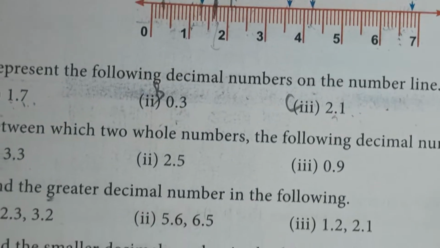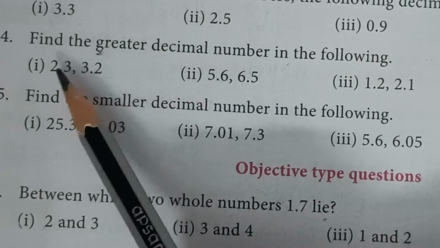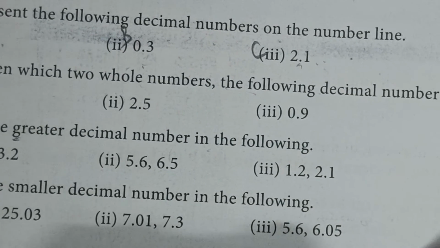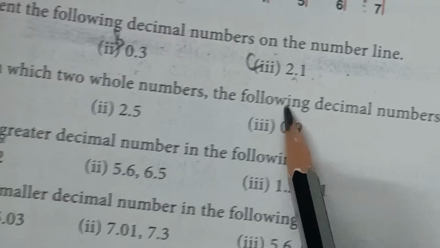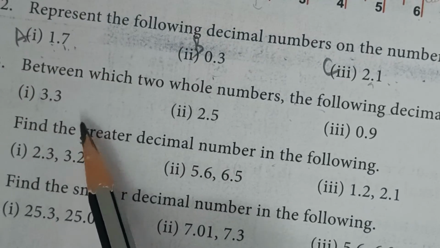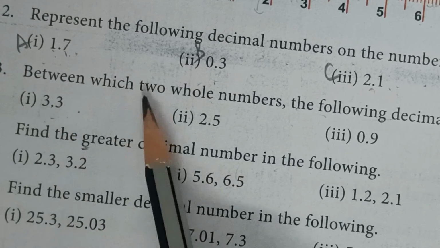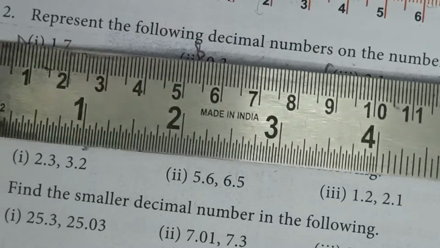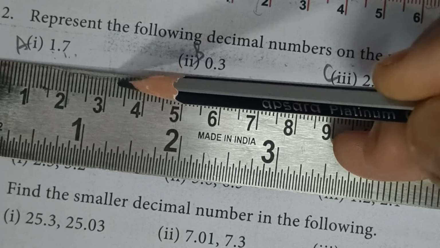Okay, that's all. And next is, between which two whole numbers the following decimal numbers lie. That means you have 3.3. This 3.3 is a decimal number. This decimal number lies between which two whole numbers? Let us see in the ruler. Where is 3.3? After 3, 3.1, 3.2, 3.3.